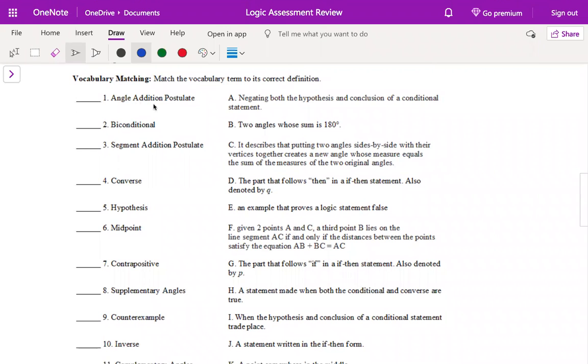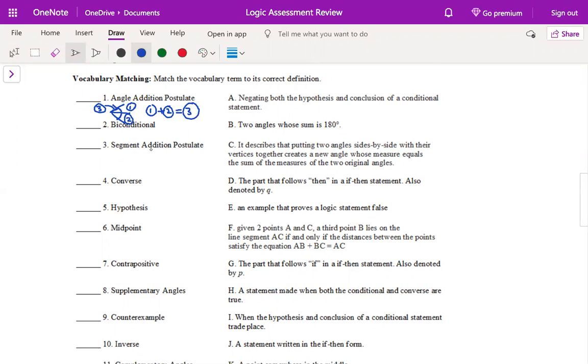So the angle addition postulate, that is where we have two angles that are side by side. And then the sum of the whole angle here is the sum of the two parts. So if this is angle 1 and this is angle 2, and we call the whole angle angle 3, the measure of angle 1 plus the measure of angle 2 gives us the measure of the big angle.